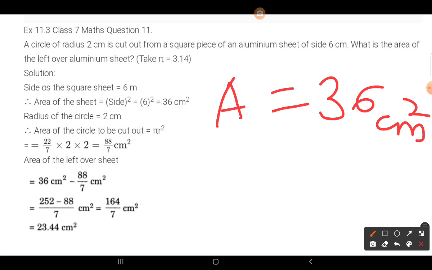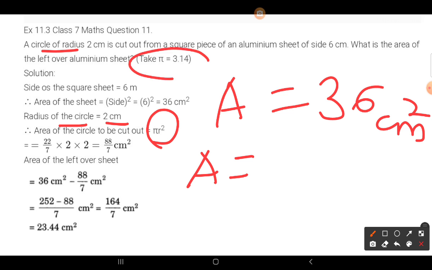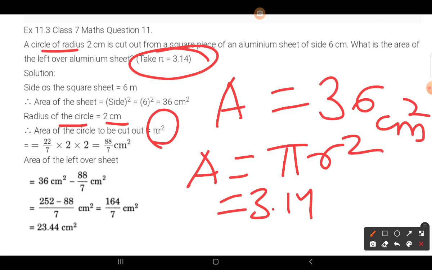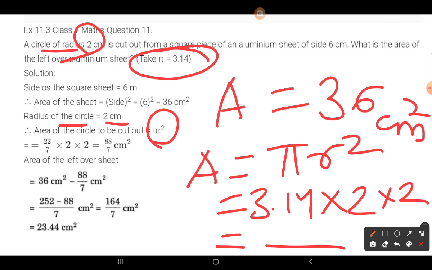Now we have to find out the area of the circle. So for that, radius of the circle is given 2 centimeter. What will be the area of the circle? Formula is pi r square. So pi value is also given. It is 3.14. So you have to keep 3.14 pi r square. So 3.14 multiplied by r means radius, so 2 into 2. So now you need to multiply this.